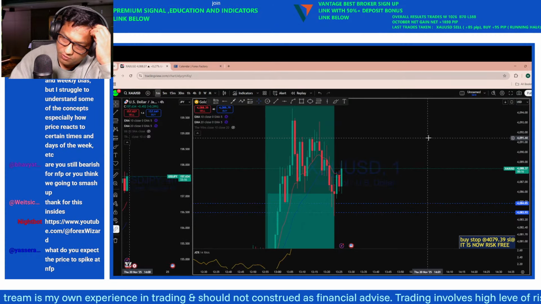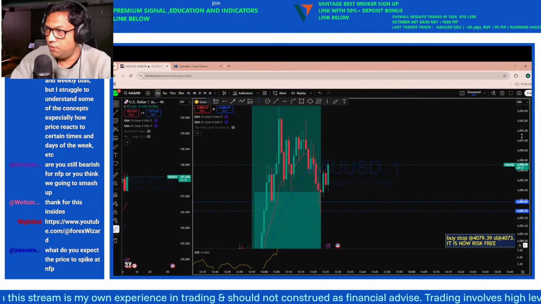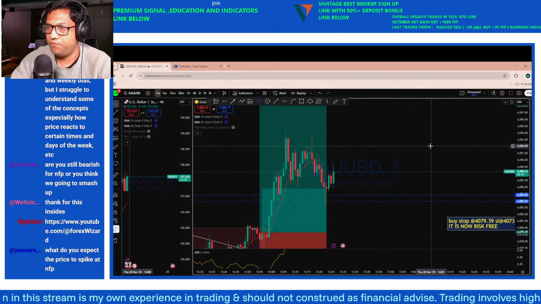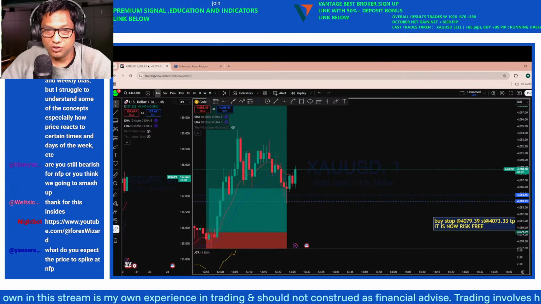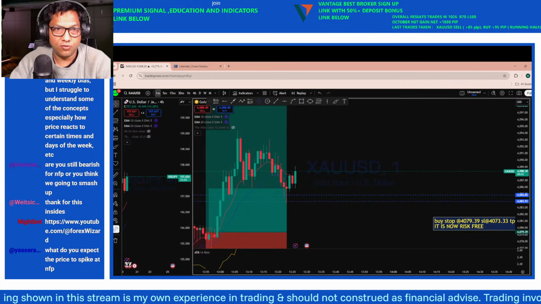Okay, the market structure is bullish as we mentioned. It has broken below and now showing potentially upside. So I'm still biased to the upside. See where it is heading to.